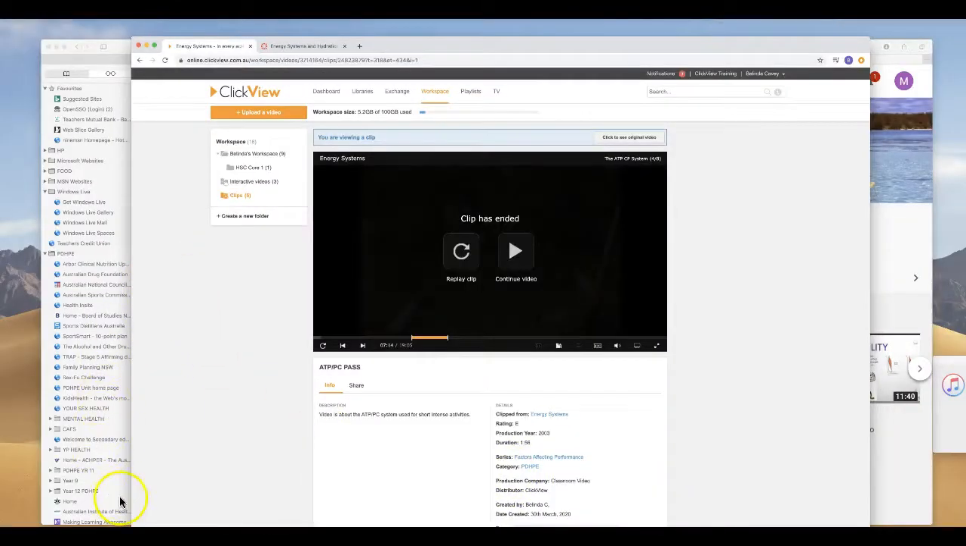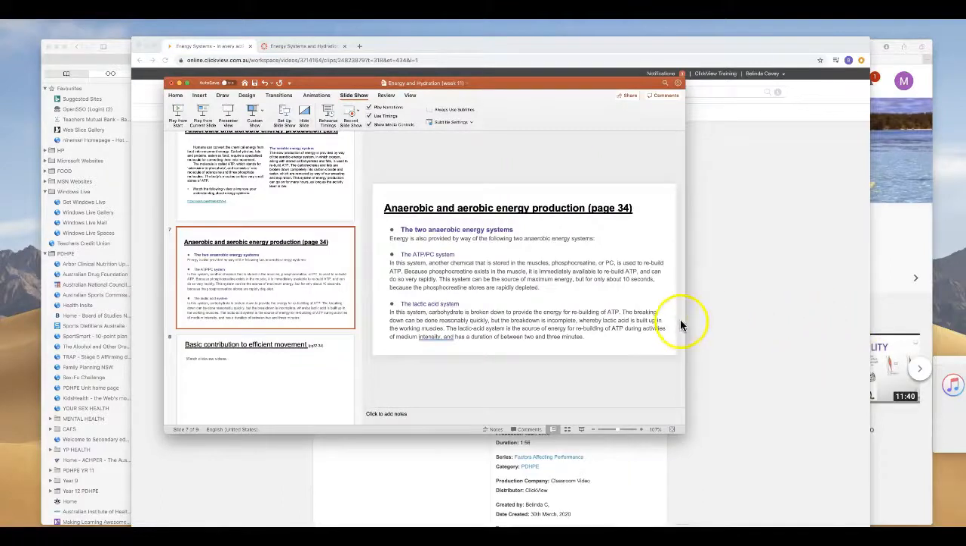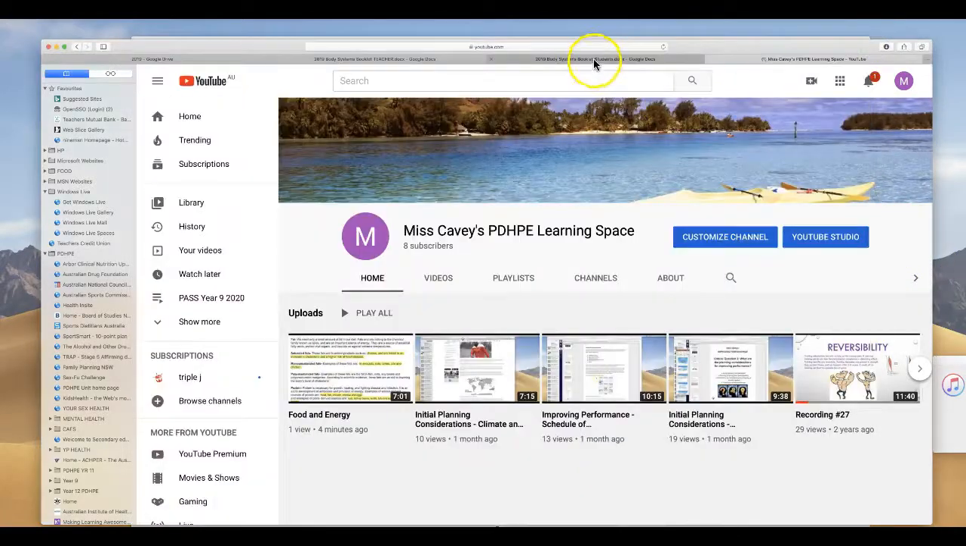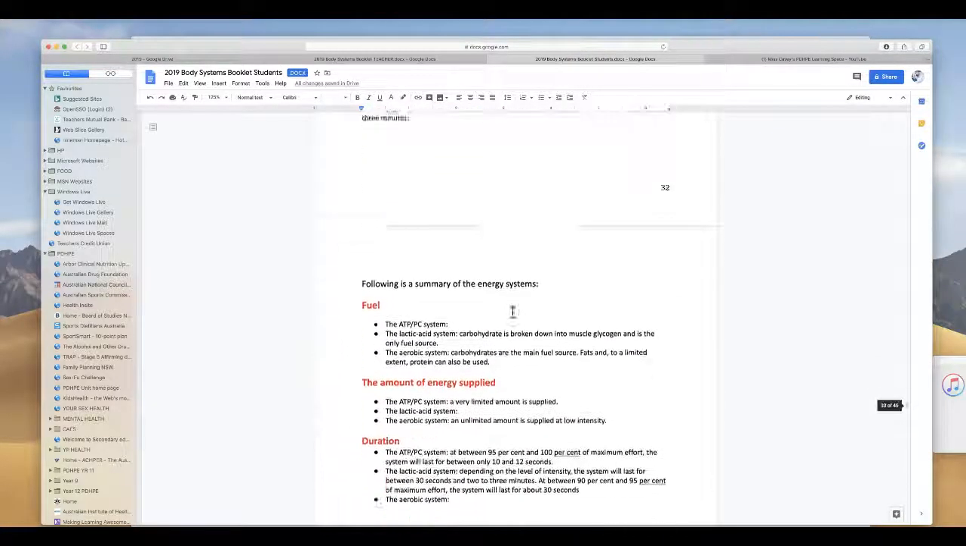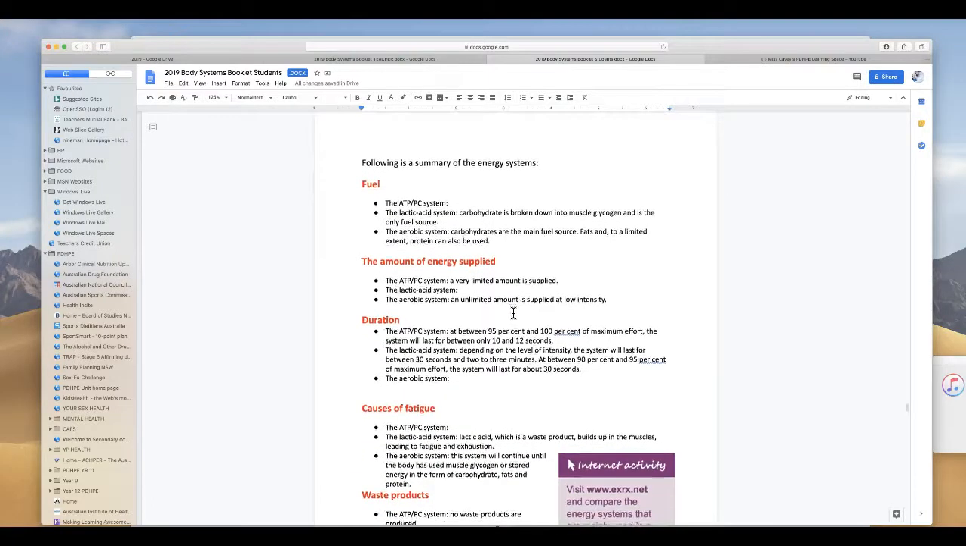Okay, so that was the video on the ATP-PC system. So now what I want you to do is go into your booklet, and scroll down a little bit, and it's got a summary of the three energy systems. Now there's a few things that we're going to fill out. If you have a look at fuel, there's a missing area for the ATP-PC system, and I want you to write down what is the fuel source for the ATP-PC system. Hint, it's in the name. So what is the fuel that is used to allow that system to produce energy?